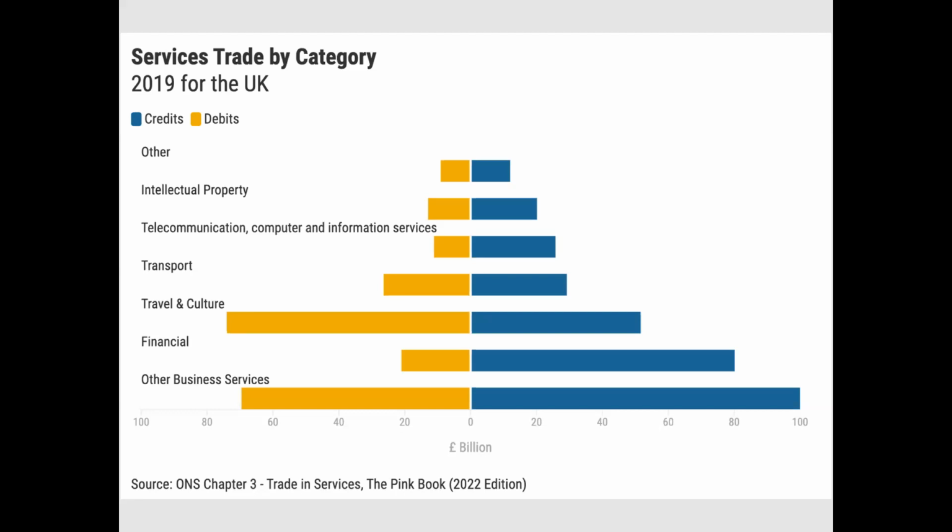Let me also point out the second and third bars in this diagram. Intellectual property, that's sort of licensing things like music and technology, and also telecommunications, computer information services, sort of the modern end of the economy. The UK is also very competitive in these areas, and exports exceed imports. The importance of those sectors is going to be really highlighted in the third of our sessions on data and privacy. Data is really the bedrock of most services trade.